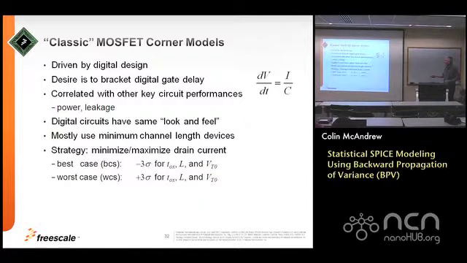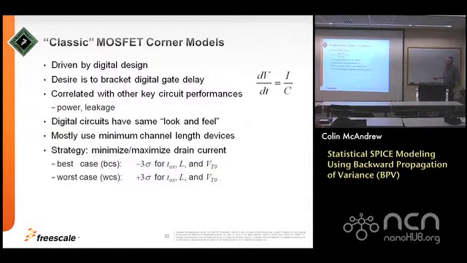So the strategy used to be simple. This is an oversimplified way of presenting it, but basically for the best case models, which means you've got highest current, you make oxide thickness thin, you make channel length short, you make threshold voltage low, and it's done with 3 sigma. And for the worst case models, you just flip around the sign of the sigma variation. So simple, and many models that you get these days are still done that way.